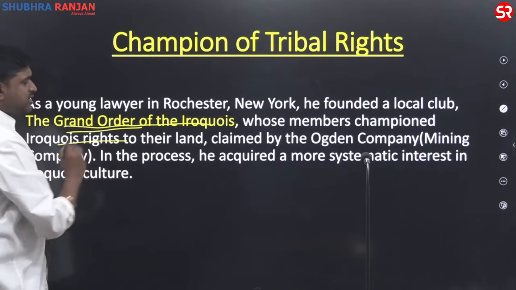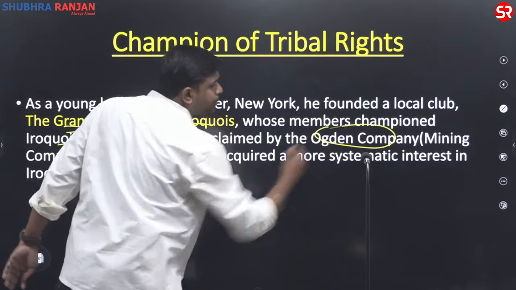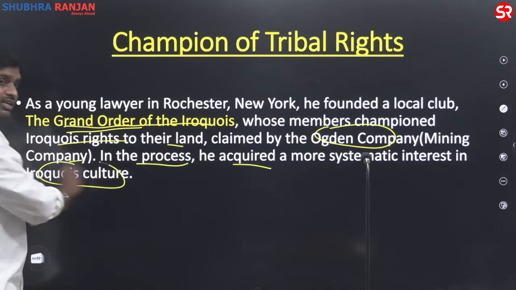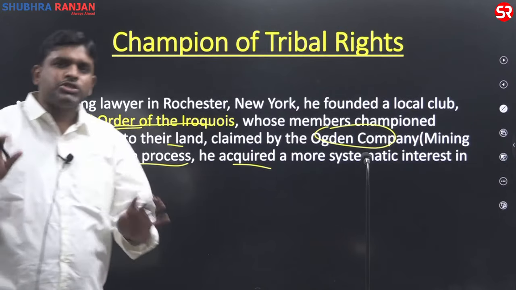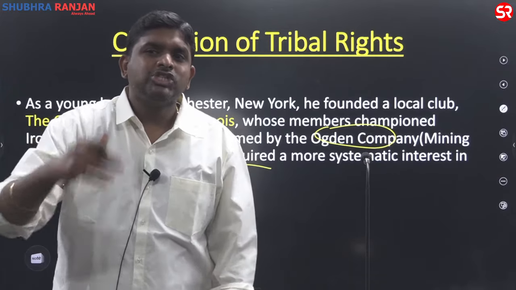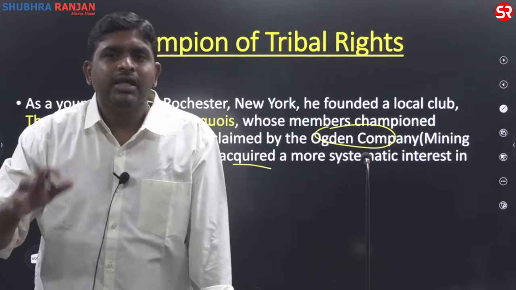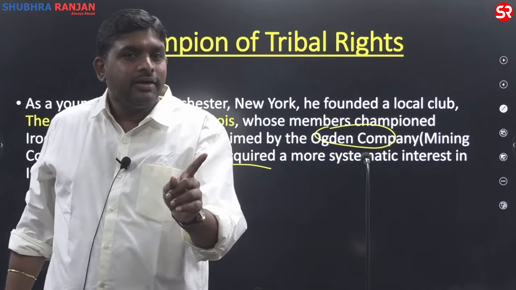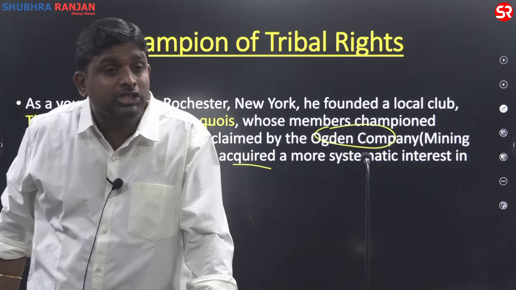Members championed Iroquois rights to their land claimed by the Ogdensburg company, a mining company. In the process, he acquired more systematic interest in the Iroquois. He went there to study, but they were already suffering with a problem. First, he solved their problem. When he was solving their problem, he went there and studied them. After solving the problem, he wanted to study them. So he studied there. So he is not only an anthropologist, he is also a champion of tribal rights.